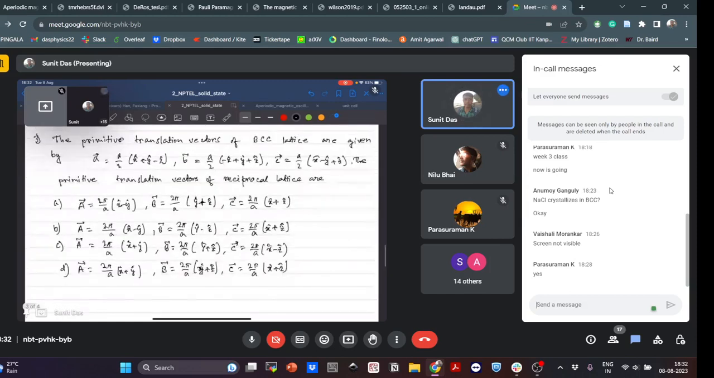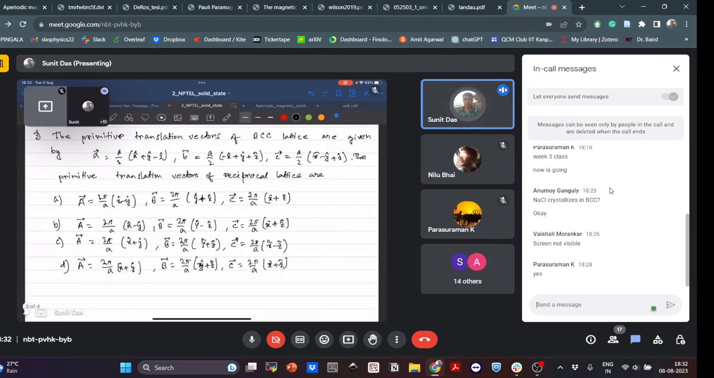Okay, so the primitive translation vectors of a BCC lattice are given by a equal to a by 2 x cap plus y cap minus z cap, b equal to a by 2 minus x cap plus y cap plus z cap, and c equal to a by 2 x cap minus y cap plus z cap. Now we need to find the primitive translation vectors for the reciprocal lattice. Okay, options are given. Please try.